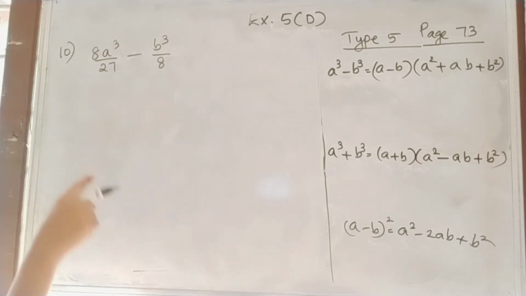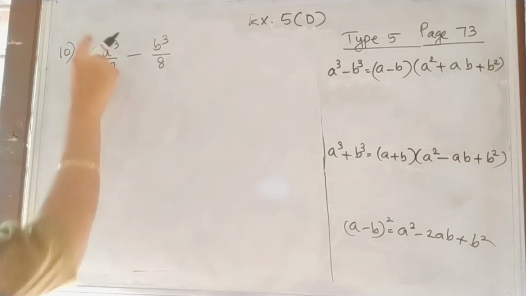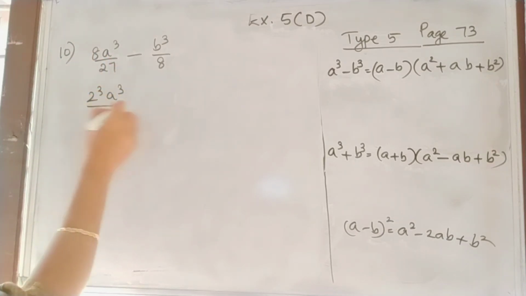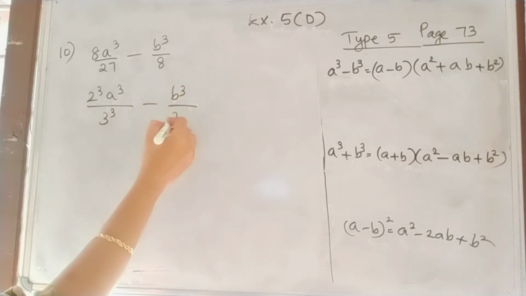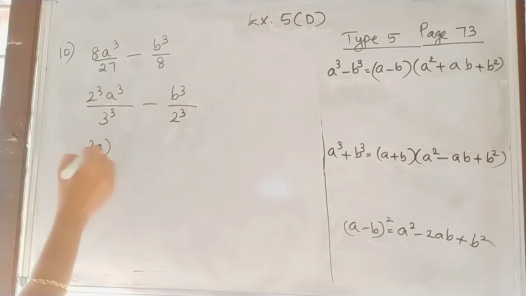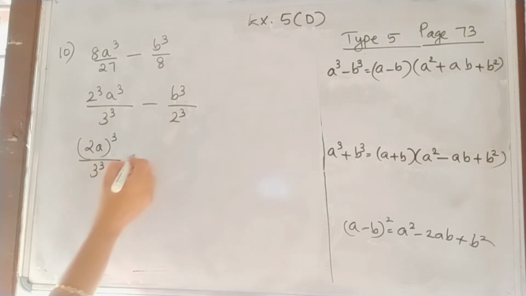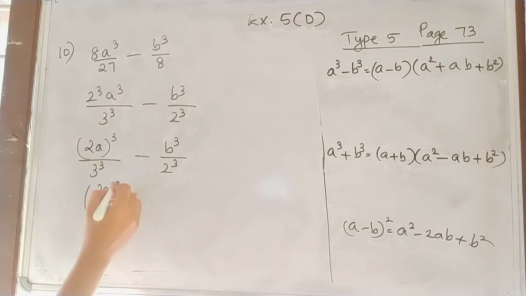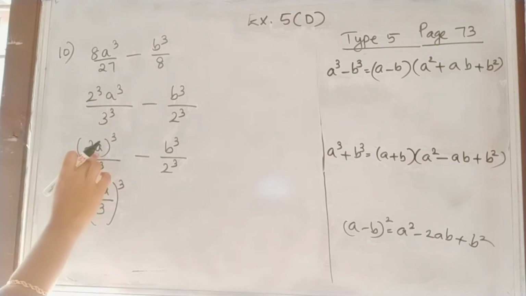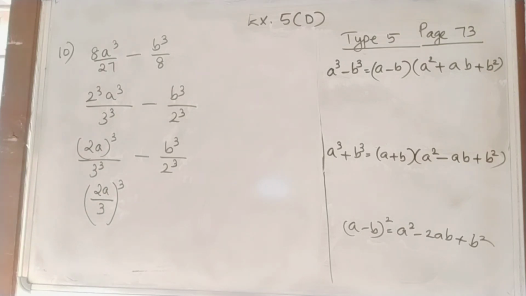Then 10th question, 8a cube by 27 minus b cube by 8. 8 can be written as 2 cube, a cube divided by 27, we can write it as 3 cube, minus b cube by 8, we can write it as 2 cube. So this can be written as 2a the whole cube by 3 cube, minus b cube by 2 cube. So we can take this together, cube. So this can be written as 2a by 3 the whole cube. That cube is common for both 2a and 3, so instead of writing cube separately, we can write it together, 2a by 3 the whole cube minus.